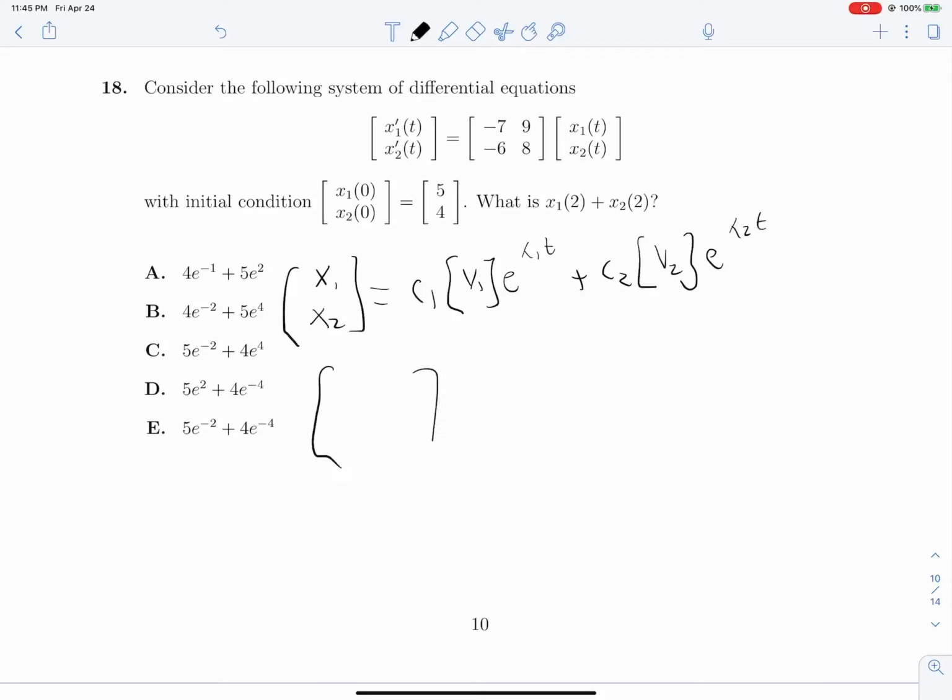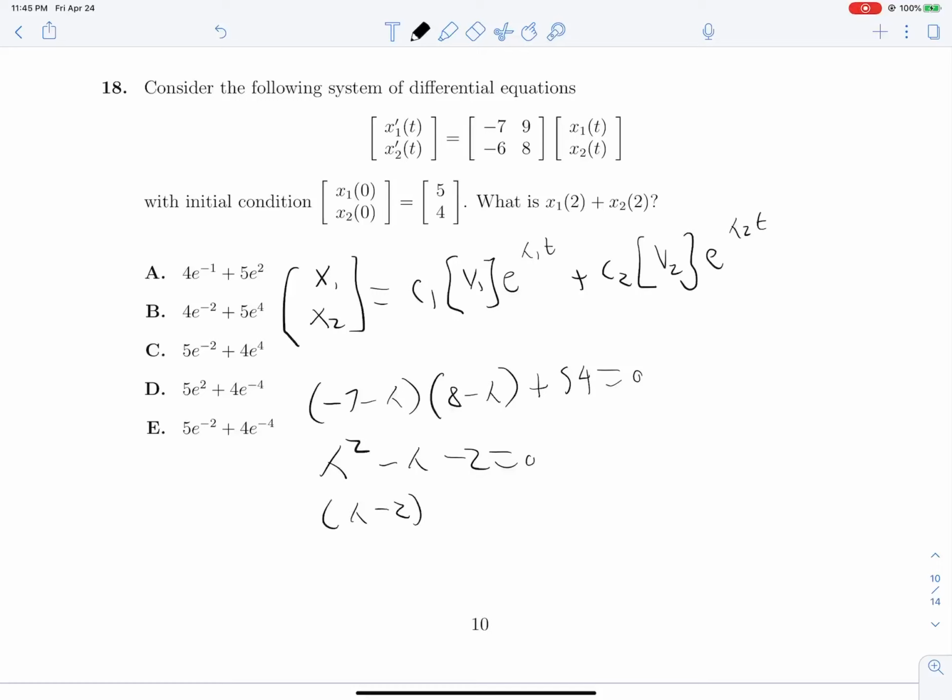Let's solve for our eigenvalues. We'll be solving the determinant of A minus lambda I equals 0, so negative 7 minus lambda, 8 minus lambda, plus 54 is equal to 0. Lambda squared minus lambda minus 56 plus 54 is negative 2, equal to 0. Lambda minus 2, lambda plus 1 is equal to 0, so lambda is equal to 2 and negative 1.